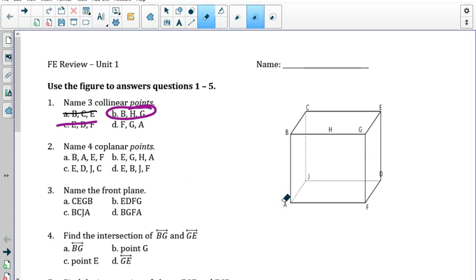All right. Name 4 coplanar points. BAEF. BAF. But here's E up here. So that's a no. EGHA. EGH. Then here's A down here. So that's a no.